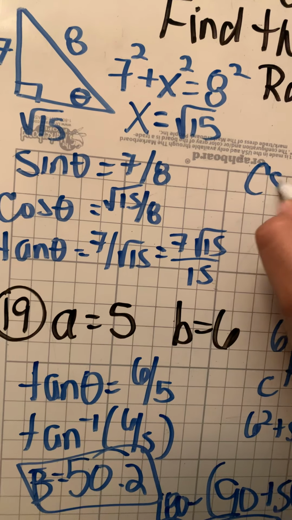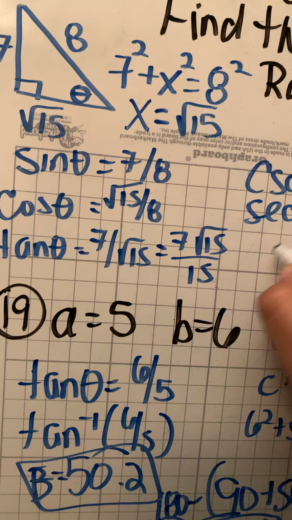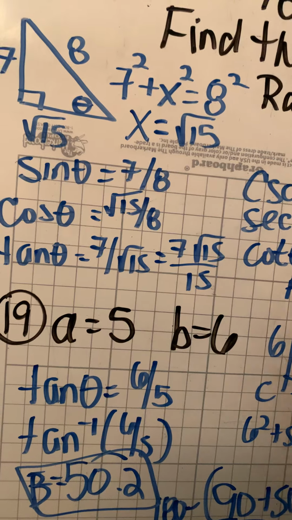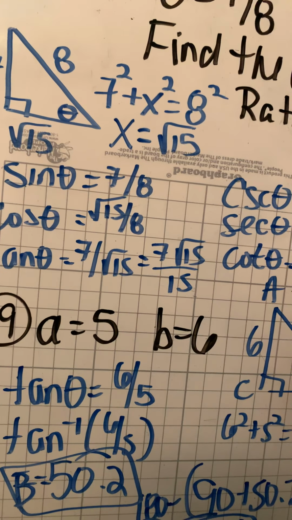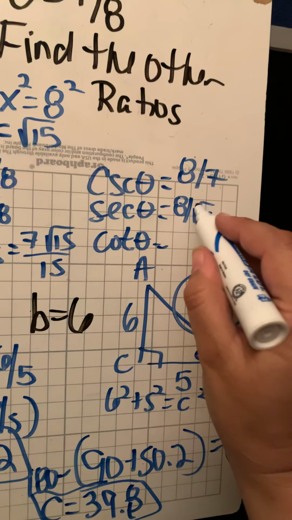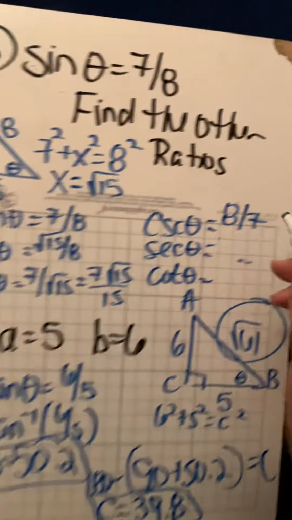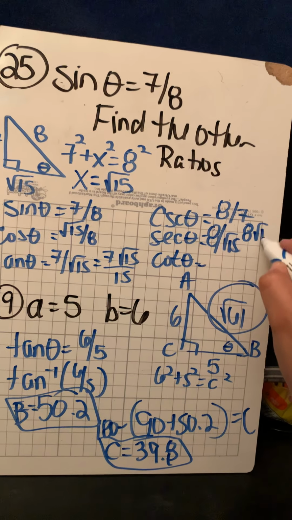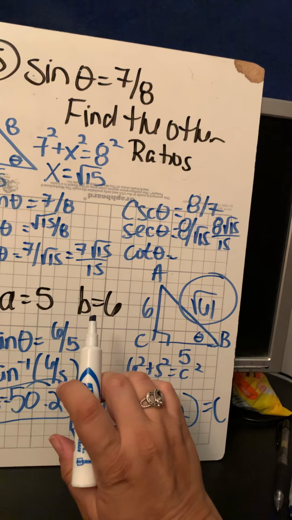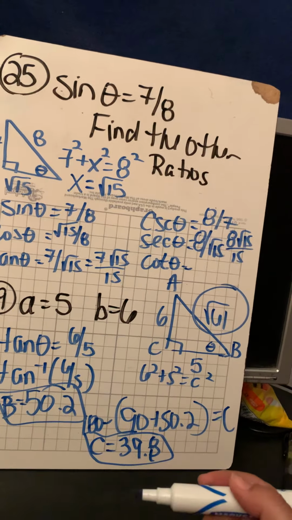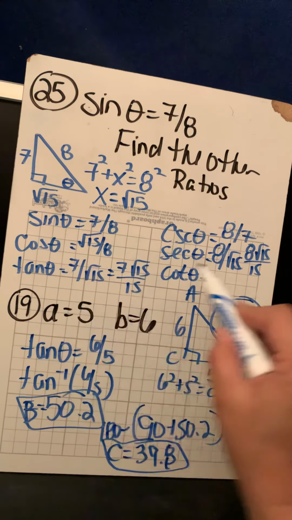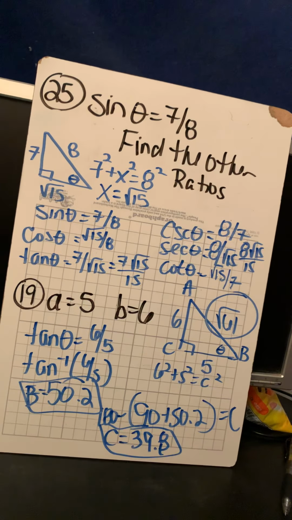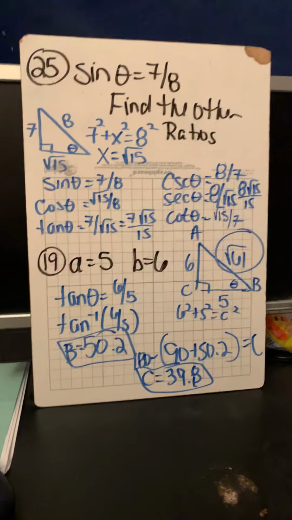So now here comes your others. Cosecant, secant, cotangent. Cosecant, easy, 8/7. Secant is 8 over root 15. Can't have that in the denominator. 8 root 15 over 15. I just multiplied by root 15 over root 15. And cotangent originally started out like that, so I'm just going to do the reciprocal of that so I don't have to flip it again. So it'll be root 15 over 7. So there's how you find your other trig ratios.